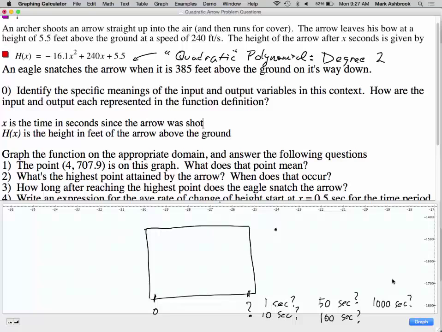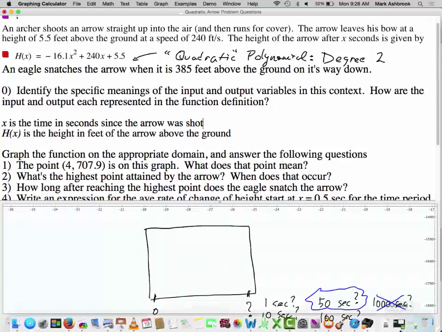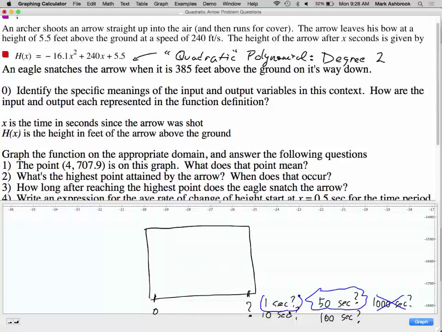Okay, so maybe 50. That sounds like a lot, but it's a starting point. Not 1,000. 1,000 is like several minutes. It's not going to take several minutes for the arrow to get back down. Not 1. After 1 second, it'll still be on its way up at a high speed. So maybe 10, but that might not be enough. 10 or 50, so start with 50. So again, we're answering this question about the window frame by making sense of the situation.